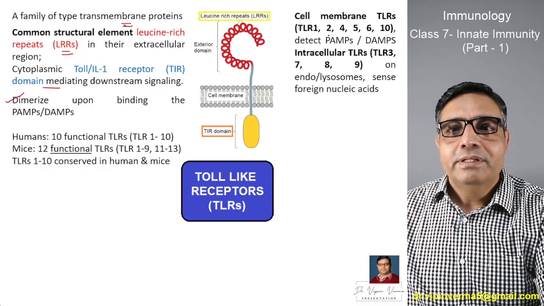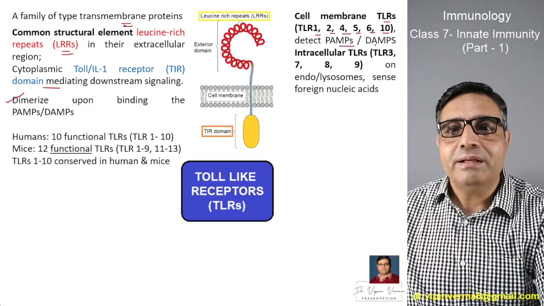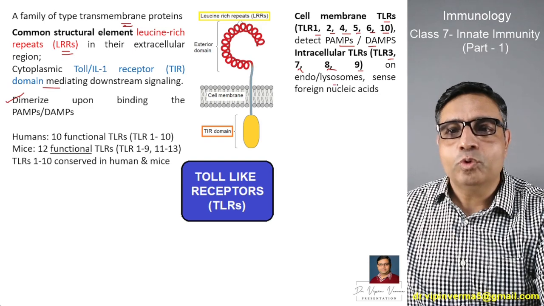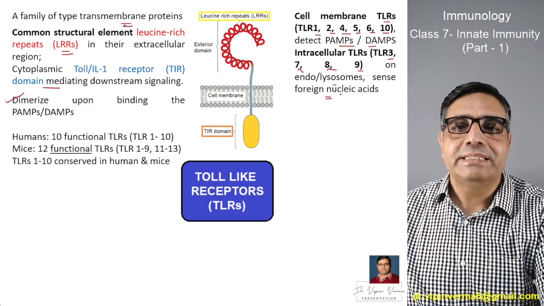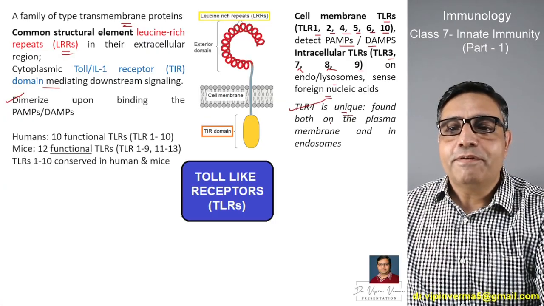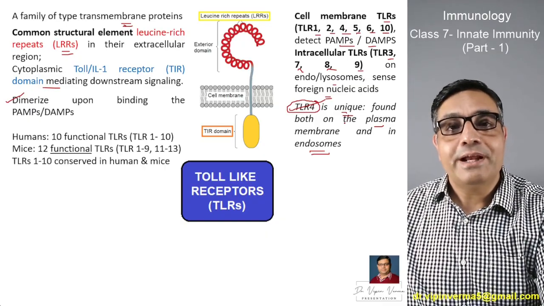Now, cell membrane TLRs are TLR1, TLR2, TLR4, 5, 6 and 10. They detect PAMPs and DAMPs, while intracellular TLRs are TLR3, 7, 8 and 9 on endosomes or lysosomes, and they sense foreign nucleic acids. TLR4 is very unique. It is found both in the plasma membrane and in the endosome.